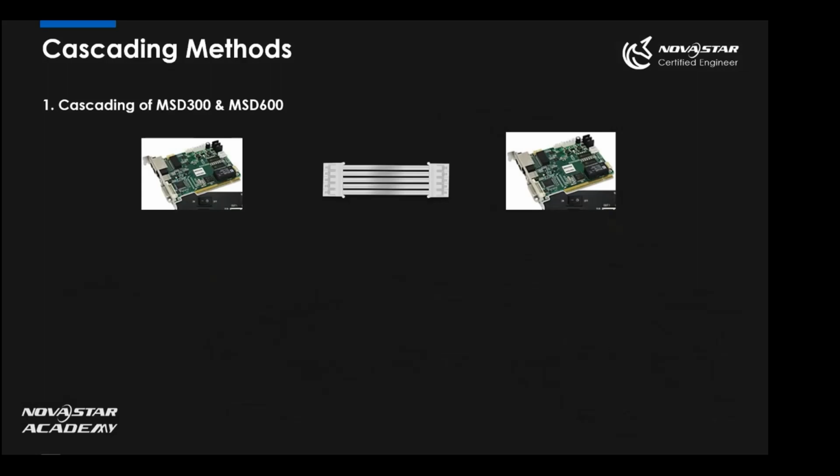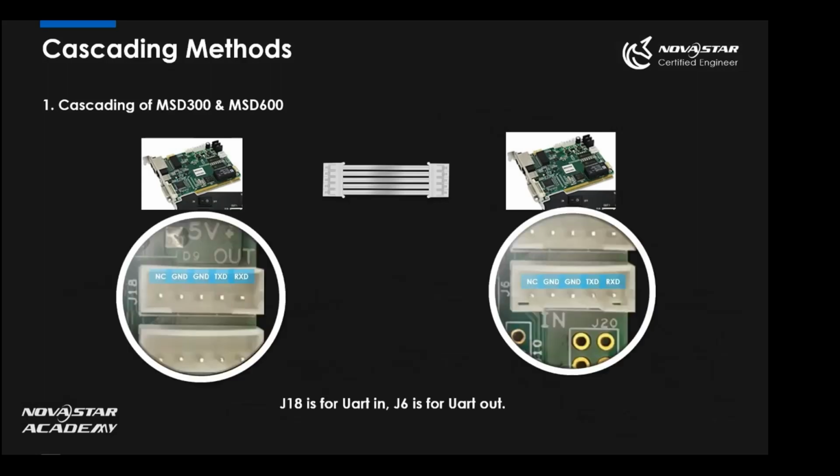And we have to find the interface on the board like this. It's called UART out and UART in. One is in and another one is out. So it's not difficult to understand. We will use the cable to connect the first sending card's UART out and then go to the second sending card's UART in. So this is a cascading between the two MSD300 or MSD600.